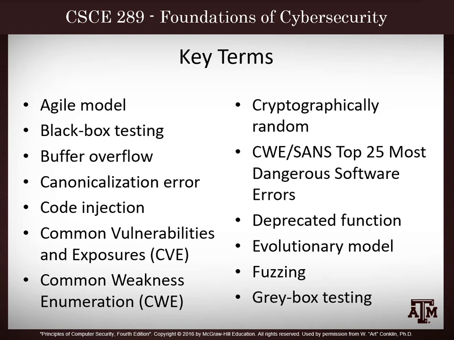Cryptographically random is a random number that is derived from a non-deterministic source. Thus, knowing one random number provides no insight into the next. So it's truly random. The CWE SANS Top 25 Most Dangerous Software Errors is a list maintained by SANS and MITRE that includes the 25 most dangerous programming errors categorized in 3 distinct areas.